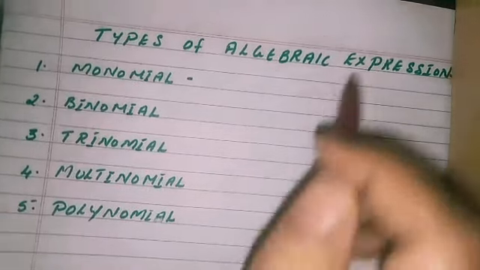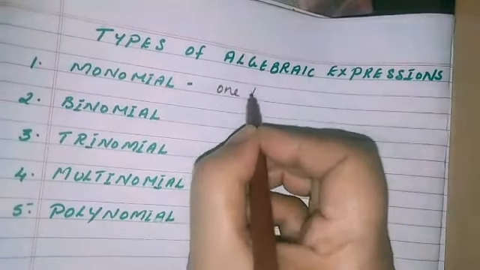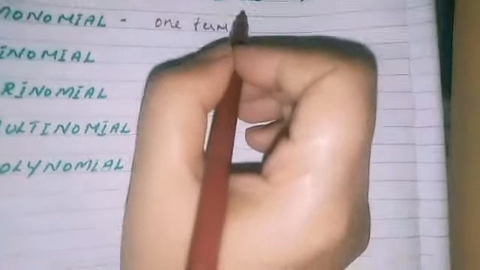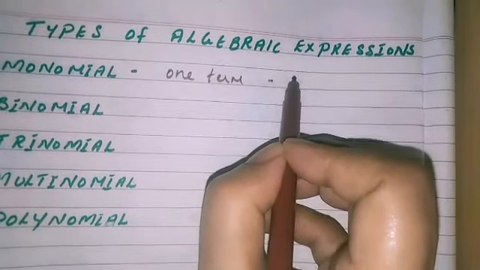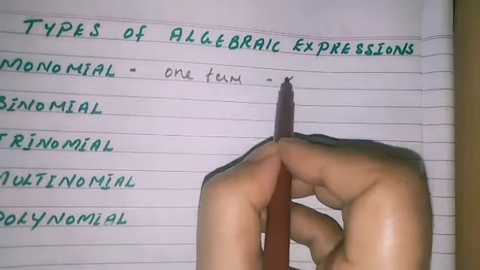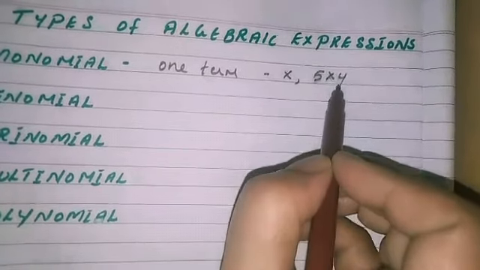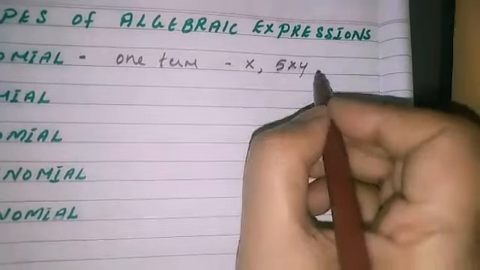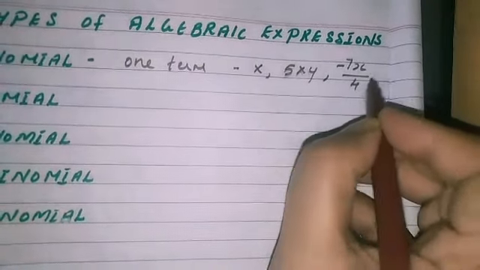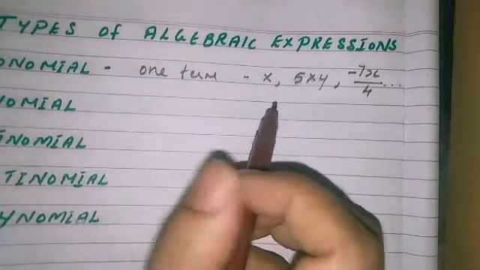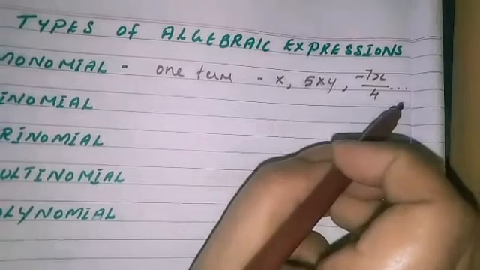Let's quickly check out what a monomial is. A monomial has just one term. Just remember this: a monomial has just one term. The examples of monomial could be just x, which is a variable, or 5xy, or we can also write a term like 7x/4 and so on. These are all considered as single terms.